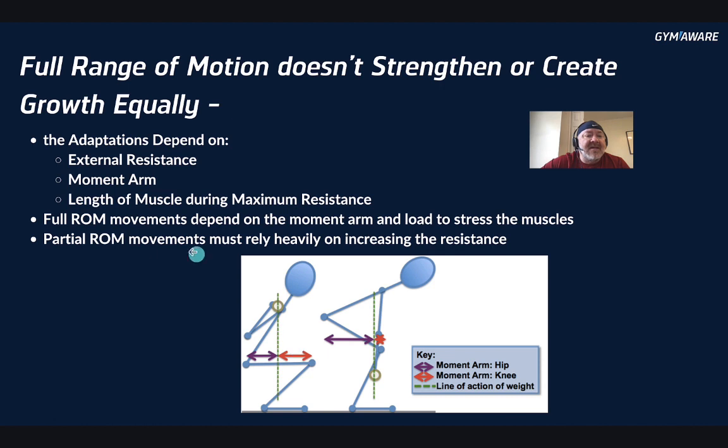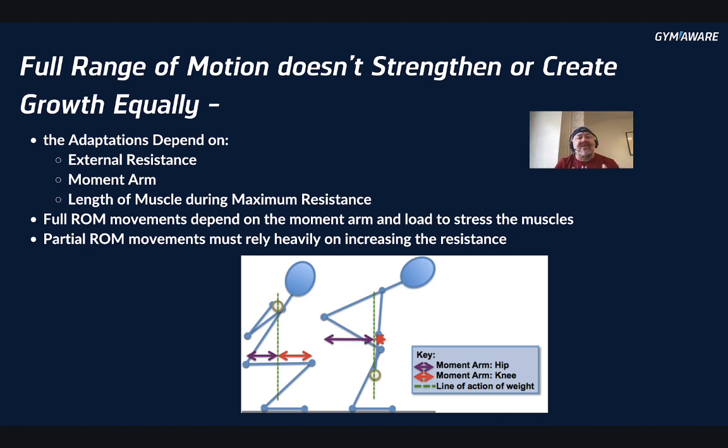And then the length of the muscle during the maximum resistance. So when the muscle is fully lengthened, like seeing the squat, not only are you maximized because of the moment arm, you're also maximized because the hip, the quads, for example, are fully lengthened, and therefore it's harder for the muscles to create force. So it's even more of a resistance, because remember the length-tension relationship.